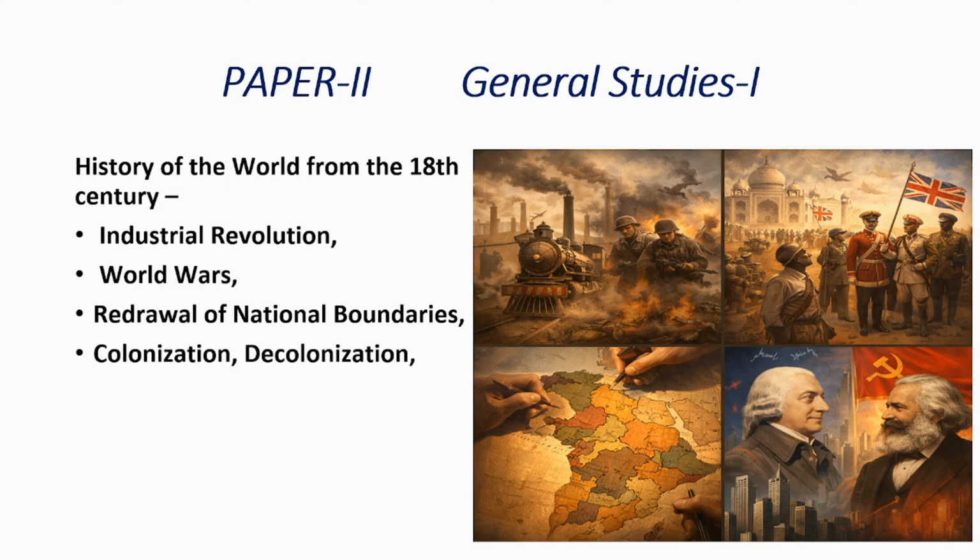Then comes the colonization and decolonization. Colonization means making countries as their colony. Decolonization means leaving the countries and going to their own country. Like take the case of India. Britishers made India their colony in the 1750s and Britishers decolonized India in 1947. So broadly throughout the world, how this colonization happened, how this decolonization happened, we have to see.